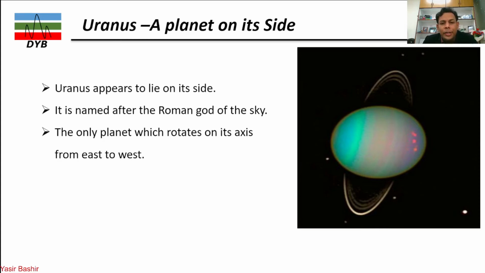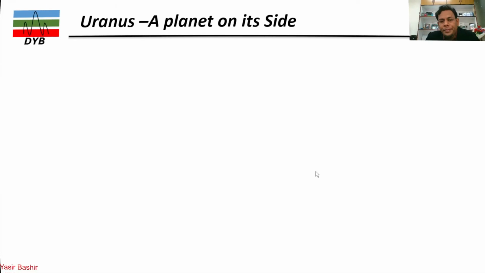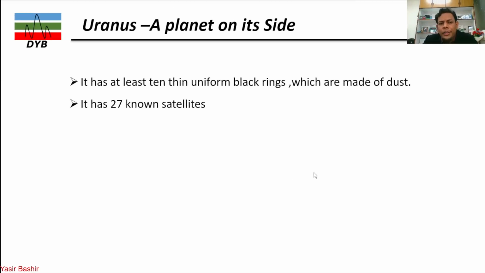It is named after the Roman god of sky, and it is the only planet which rotates on its axis from east to west. I mean, the rotation is in this direction, from east to west. Uranus also has 27 known named satellites, and it has at least 10 thin uniform black rings around its axis, which are made of dust.